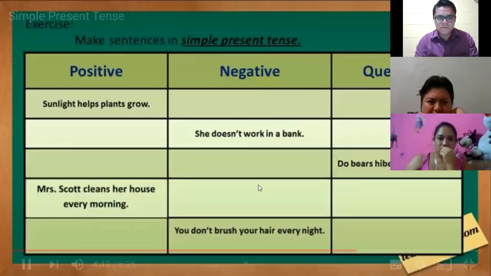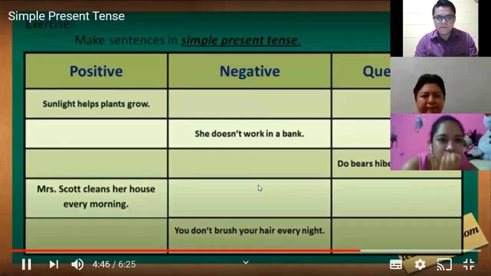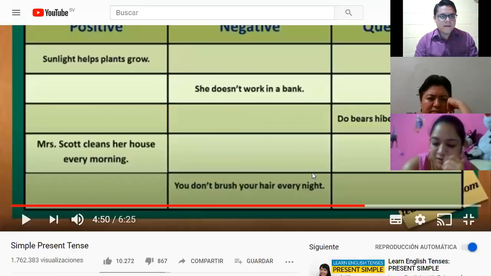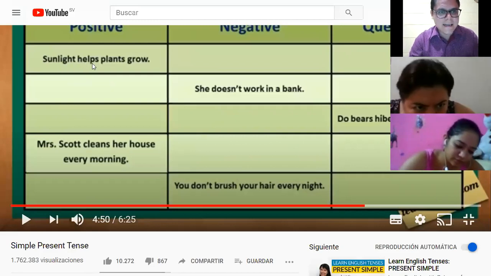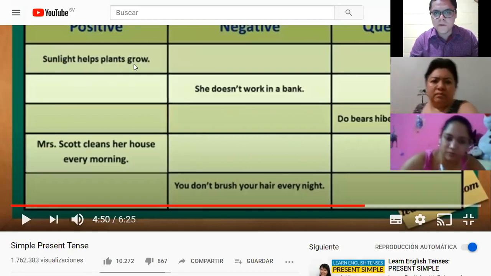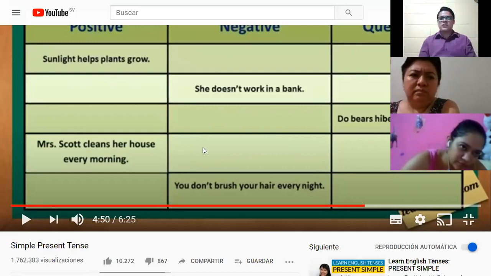For our exercise, make sentences in simple present tense. Look at this chart. I want you to go over this exercise. This chart is incomplete, so I want you to complete the chart in your notebook. You have a positive one. Sunlight helps plants grow. What might be the negative one?